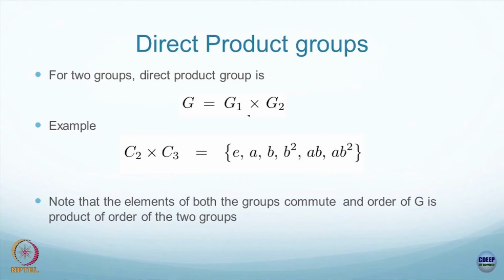Okay. We will come to what is the symmetric group of degree 3. Note that the elements of both the groups commute and the order of G is the product of the orders of the groups constituting the direct product. So, this is why you call it a direct product group. You can continue this for products of 3 groups and so on to build up a group of a higher order this way.